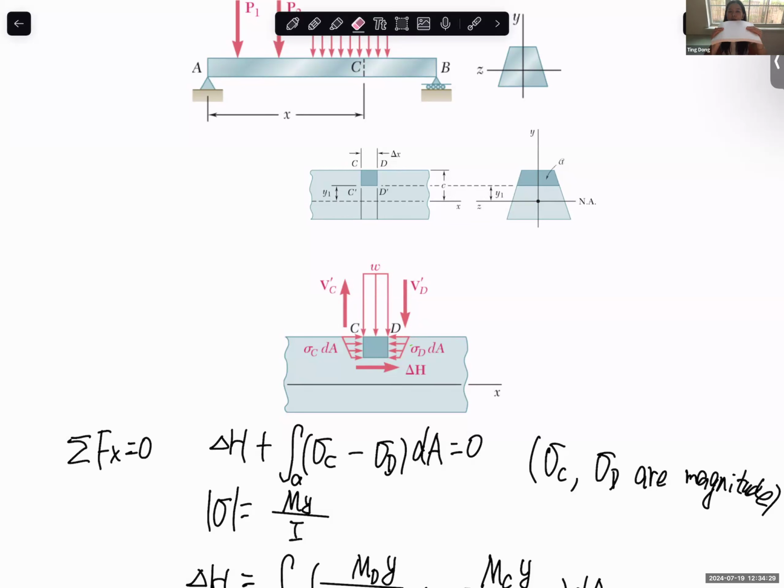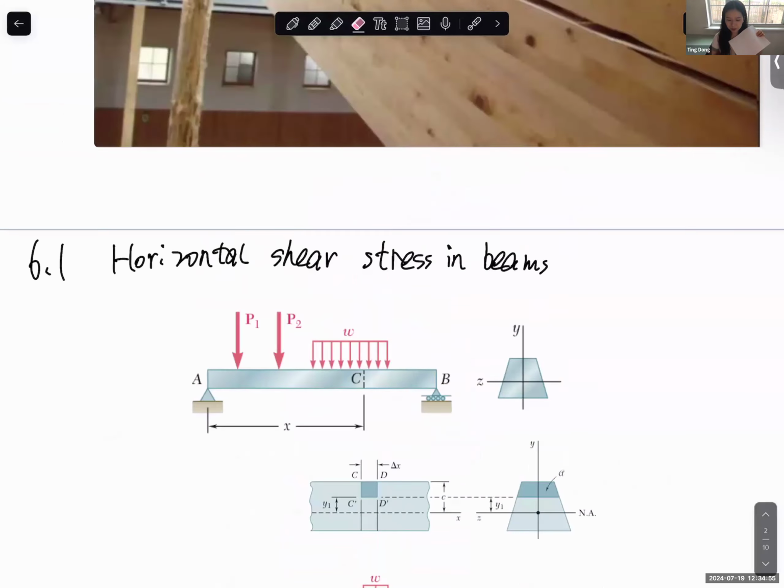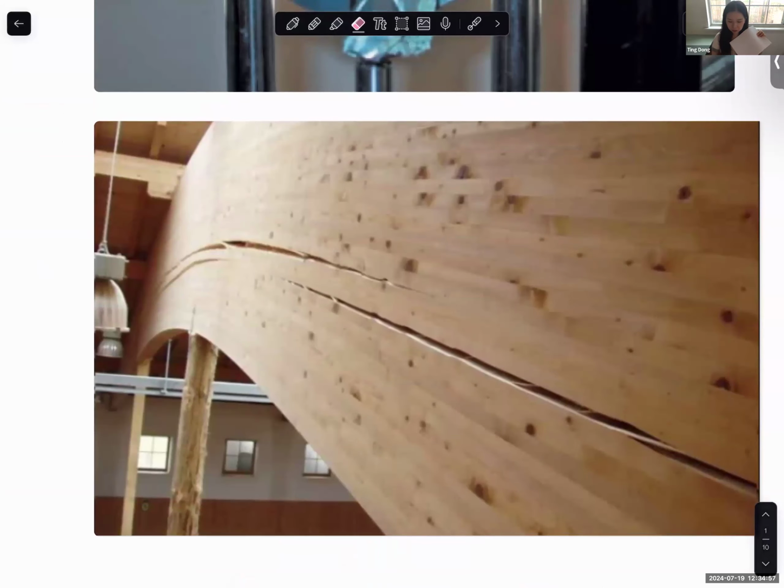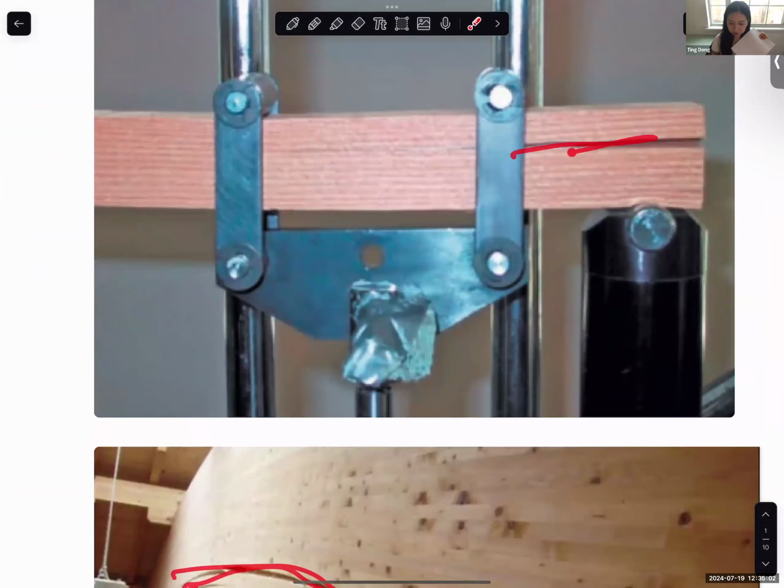Now consider the bending of this beam as a stack of papers. There is a sliding tendency between the papers. Say the whole beam is glued between each layer, between the papers. That sliding tendency will cause shear force between the papers. That's what you see: why it breaks, why it separates in this direction.